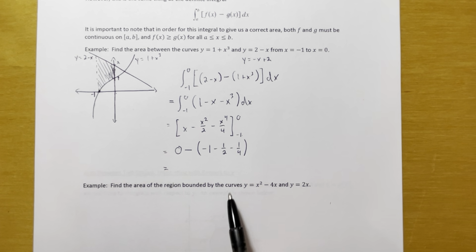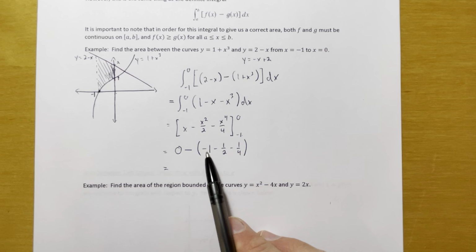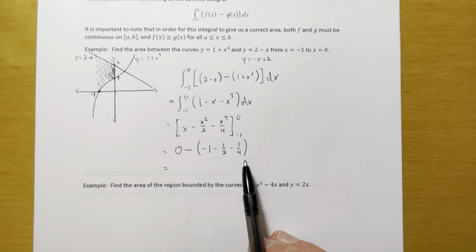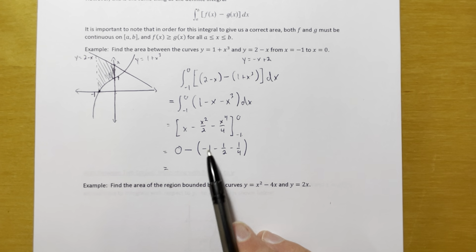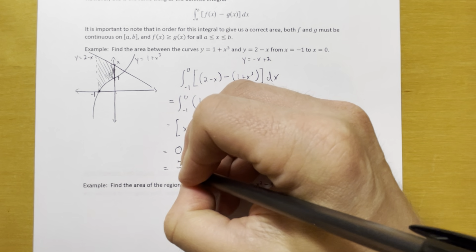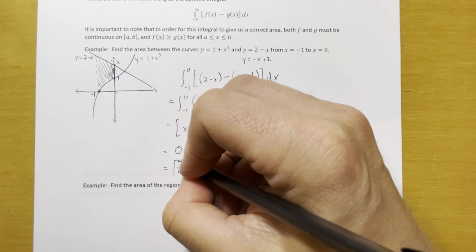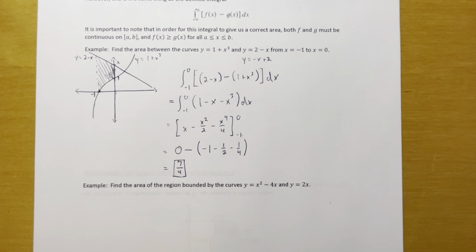Notice that each term is negative here. If I do negative 1 minus 1/2 minus 1/4, that's going to come out to negative 7/4. But then this minus out here is going to change that negative to a positive 7/4. That's going to be the area between those two curves over that interval.